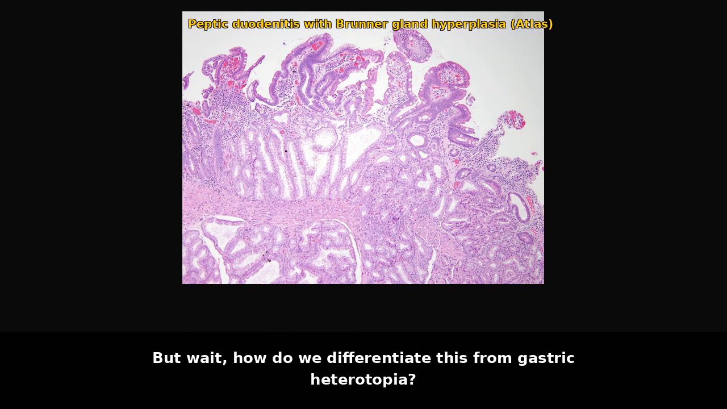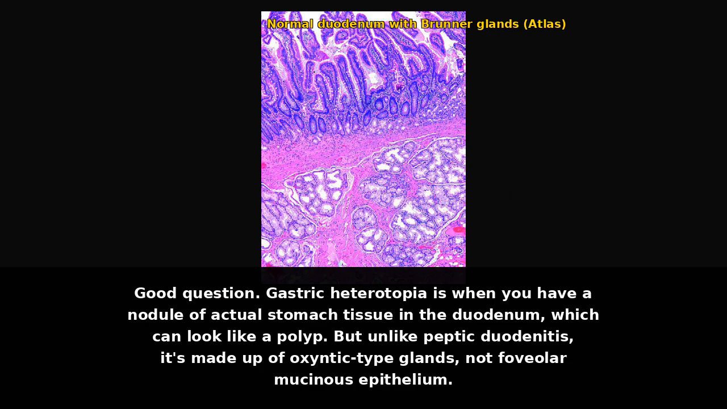But wait, how do we differentiate this from gastric heterotopia? Good question. Gastric heterotopia is when you have a nodule of actual stomach tissue in the duodenum, which can look like a polyp. But unlike peptic duodenitis, it's made up of oxyntic type glands, not foveal or mucinous epithelia.